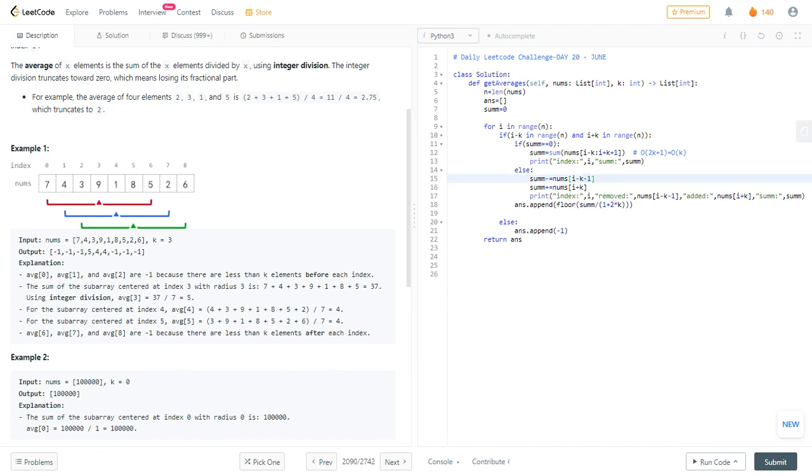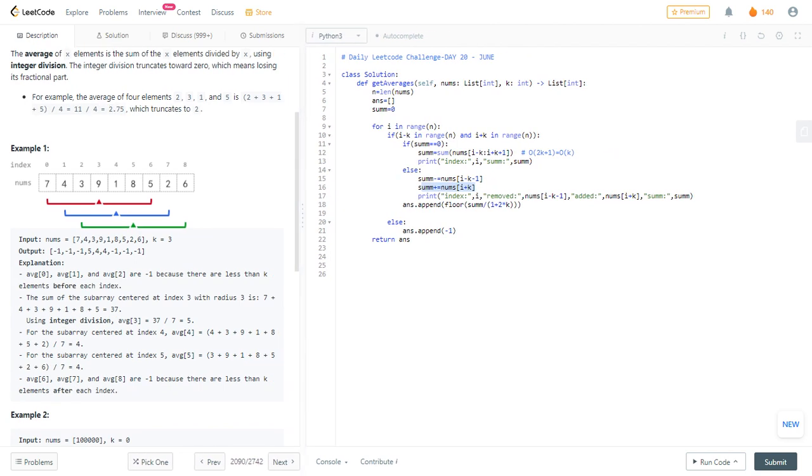So from the last iteration, I'm removing the leftmost element, and for the current iteration, I'm including the rightmost element. Then using a detailed print statement, I'm showing what is the index, what is the element removed, what is the element added, and what is the current sum. So this is for your understanding. I will just run it and show you.